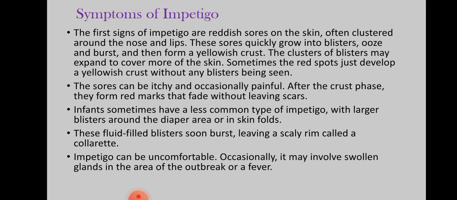There is also a less common type of impetigo, which has larger blisters around the diaper area or in skin folds. These fluid-filled blisters burst, leaving a scaly rim called a collarette. Impetigo can be uncomfortable. Occasionally, it may involve swollen glands in the area of the outbreak, or a fever.